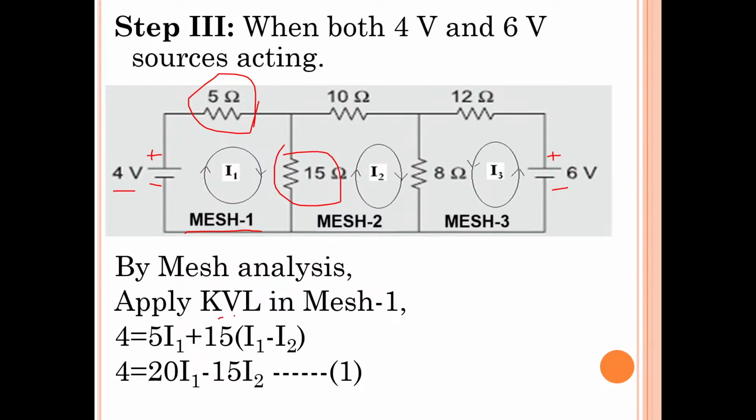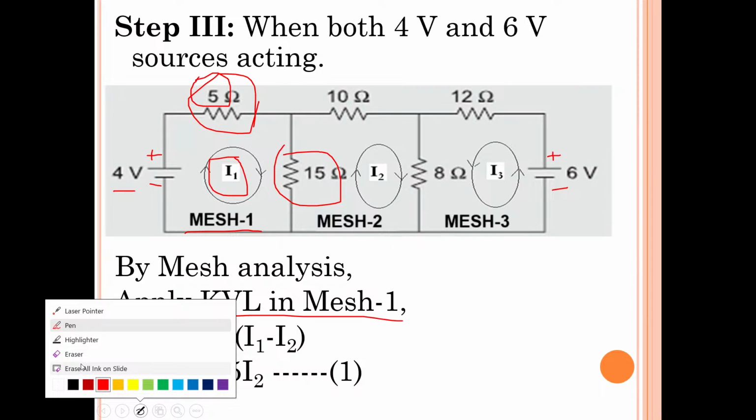So apply KVL in mesh 1. The algebraic sum of source voltages must be equal to the algebraic sum of the voltage drops in the closed path. With only one voltage source here, 4 is equal to 5, resistance 5, into how much current? I1 current. This loop current I have assumed as I1 current. I didn't discuss loop currents, isn't it?